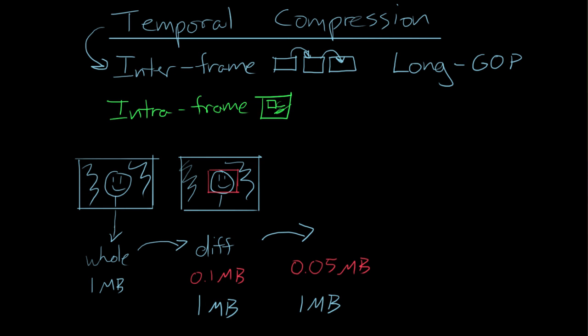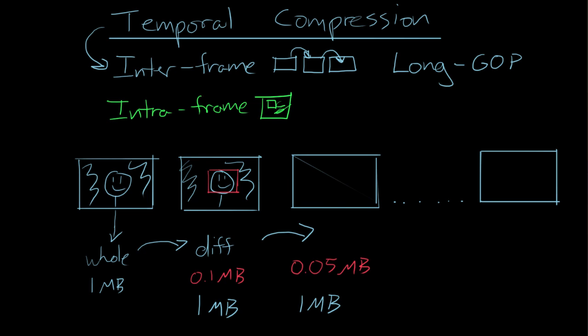Now the downside to this is, let's say we keep on going, calculating the difference all the way until we've got the 30th frame. It is not at all uncommon to have a group that's 30 frames long, so this is the 30th one.